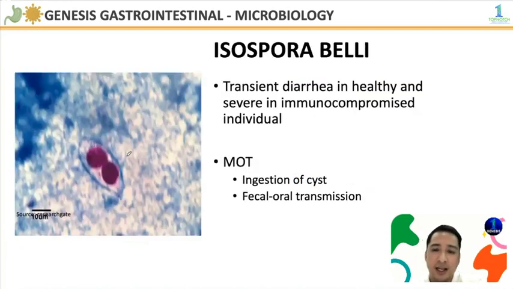And again, they commonly affect your HIV patient, and this patient will present with severe life-threatening diarrhea. Next is your Isospora belli. This Isospora belli you will see here on the smear stained using your Ziehl-Neelsen method. It also, just like your Cyclospora, can lead to transient diarrhea in healthy individuals. But take note, when AIDS patients are infected, these are life-threatening. Same mode of transmission, ingestion of cyst, fecal-oral transmission.